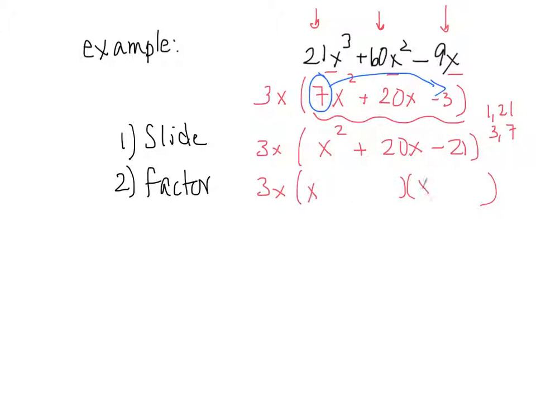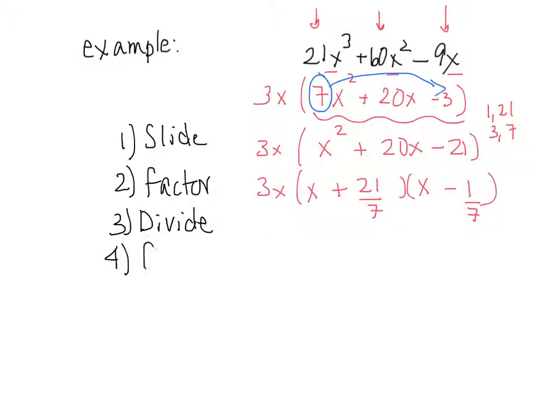So I split up my x's. I see that my middle term is positive here, so my larger number has to be the positive. Step number 3 is to divide. So I am going to divide everything by what I multiplied by.